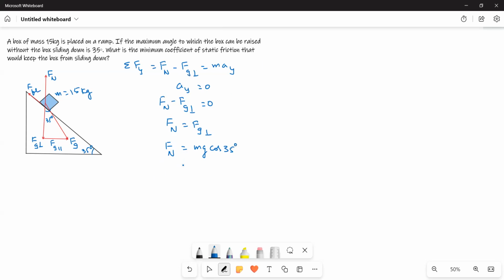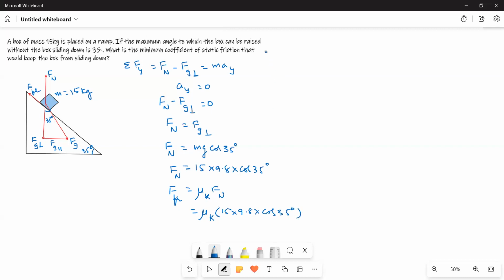And here the mass is equal to 15 kilograms, and g is equal to 9.8. So Fn is equal to 15 times 9.8 times cos 35 degrees. Now F friction is equal to mu Fn. Mu k, I will write mu k Fn. Here we have to find out the mu k. So therefore this is equal to mu k times 15 times 9.8 times cos 35 degrees.